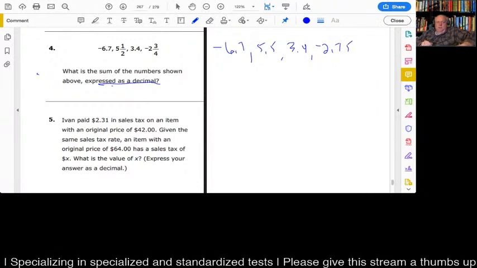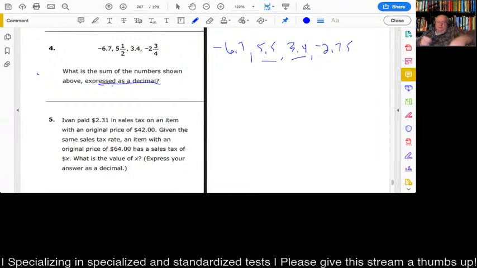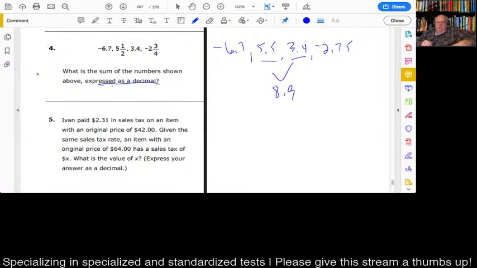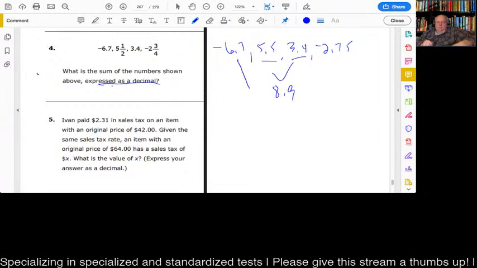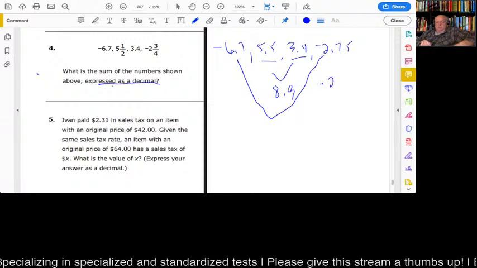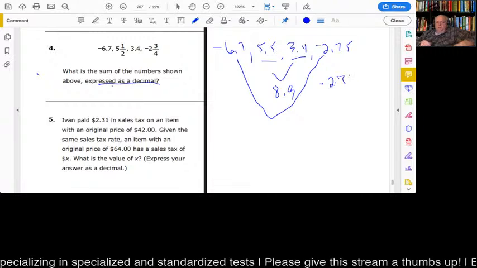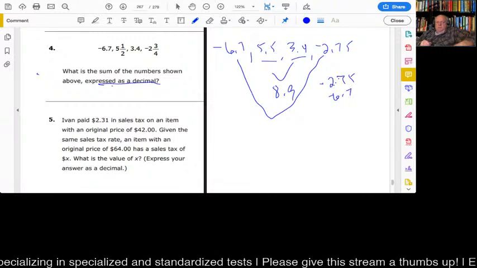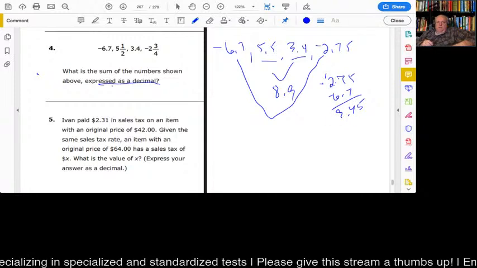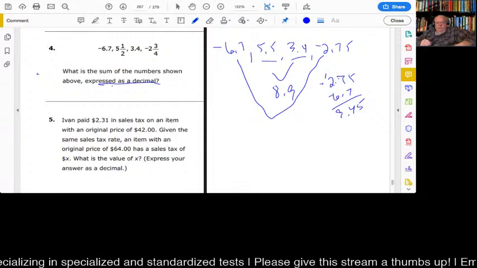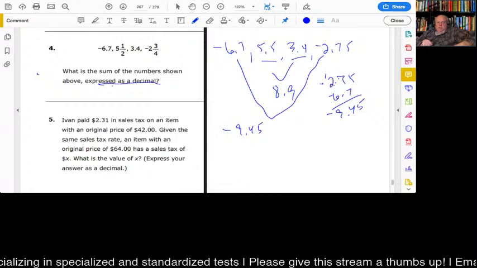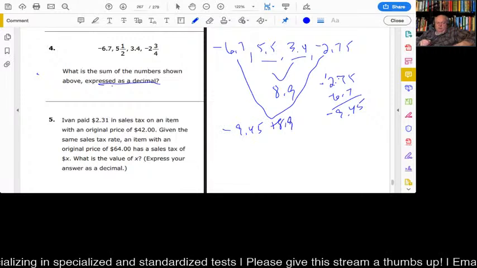So we can take the positive ones first if we want. There's a couple ways to do this. So these become 8.9, right? And then we have these two here. So we get minus 2.75, minus 6.7. We get 5, 4, 1, 8. Is that 9.45? Minus, right? So we should have minus 9.45 plus 8.9, okay?